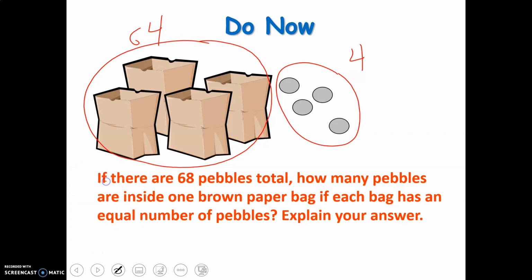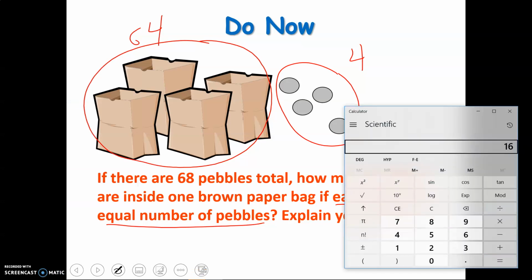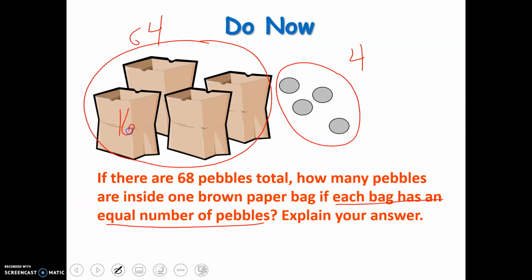Thus, it tells us there is an equal number in each bag. So we take 64 and divide by 4, and we get 16 pebbles in each bag, altogether giving 68. As an equation, each bag would represent x. So we have 4x plus the 4 pebbles outside the bag is equal to 68.